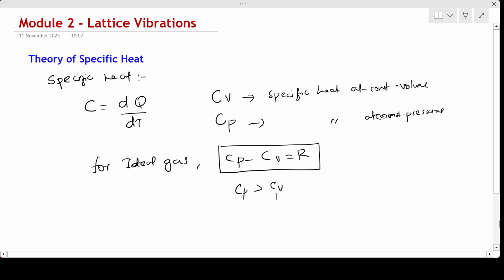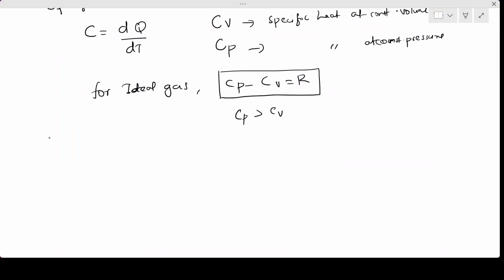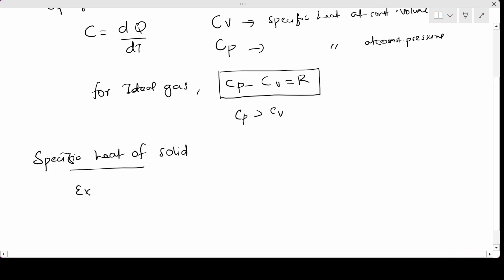Now we are interested in discussing the specific heat of a solid. We are more interested in how the specific heat capacity of a solid depends on the different parameters which mainly determine it. Okay, so what is the difference in solid compared to liquid and gas?